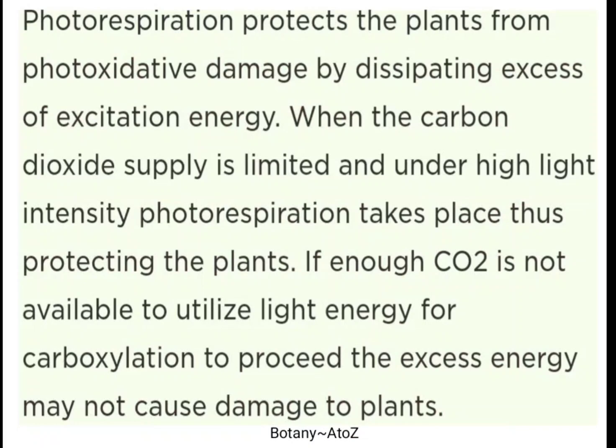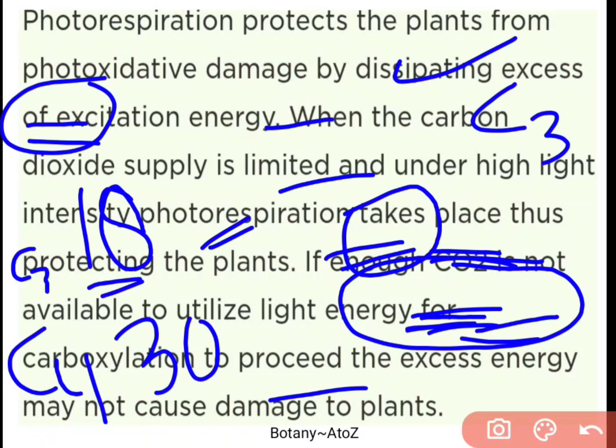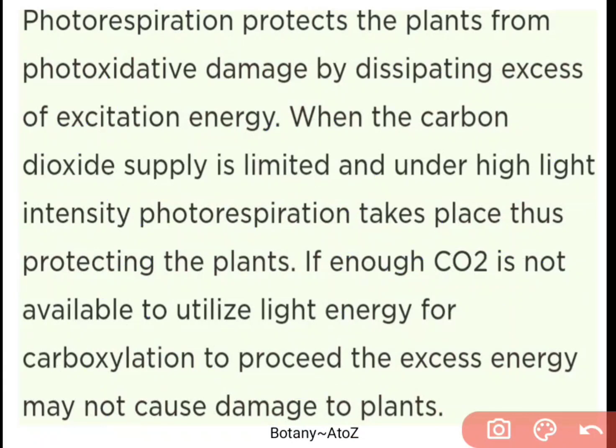So in order to protect itself from the photooxidative damage, the excess energy, that is ATP and NADPH that has been produced, is being dissipated by getting consumed in photorespiration. So when these excess ATP and excess NADPH are used in photorespiration, the organelles, the cell, the mesophyll cells, the components of the cells are being saved from the photooxidative damage.